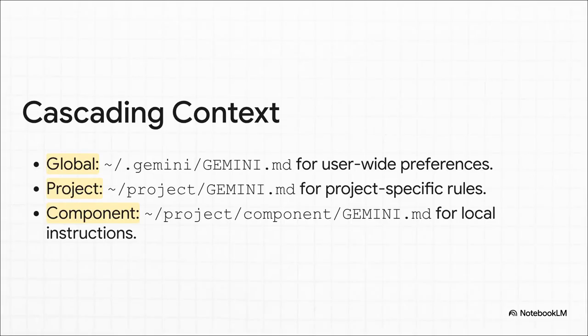Now, this is really, really clever. You can give Gemini persistent instructions using simple markdown files. You can set up a global file with your general preferences, then drop another one in a specific project with its coding standards, and even drill all the way down to a single component directory for hyper-specific instructions. And just like CSS, the most specific rule always wins. It gives you this incredible, fine-grained control over how the agent behaves.